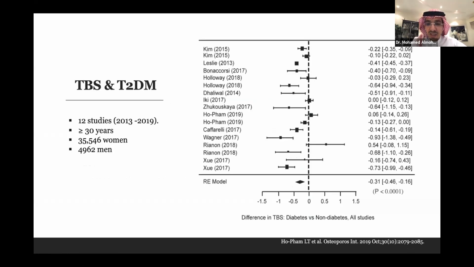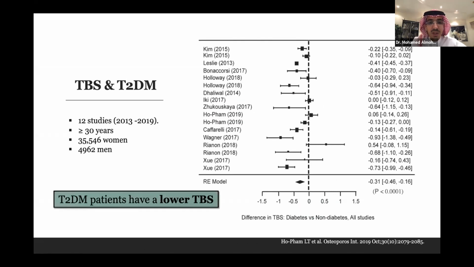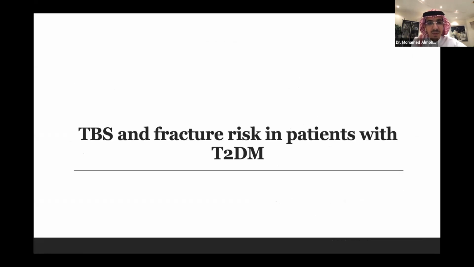A recent meta-analysis published last year included around 12 studies, most of them cross-sectional. As you can appreciate in the first plot here, the TBS value was lower in those with diabetes in general, where they included type 2 and type 1 diabetes, in comparison to non-diabetic individuals, with more than around 40,000 patients. So type 2 diabetes patients have lower TBS values in general in comparison to the non-diabetics. Does it reflect into fracture risk? What is the utility of TBS in regard to fracture risk prediction?